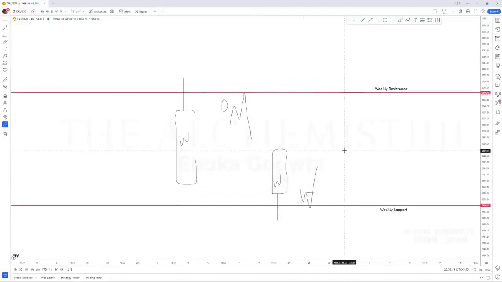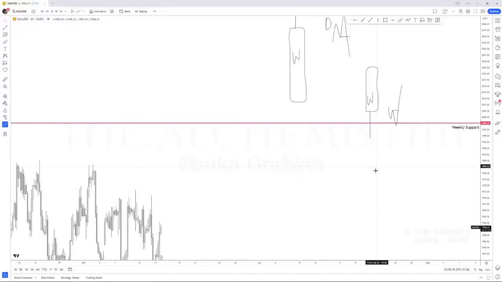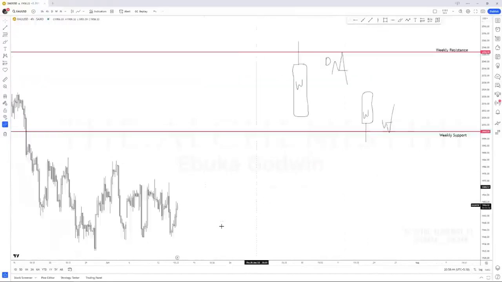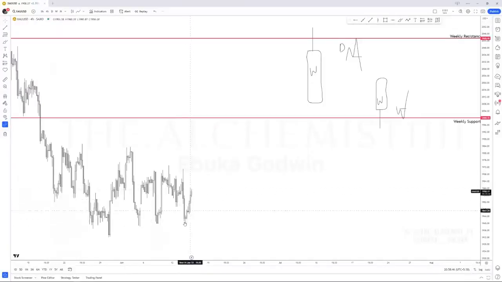Remember, at the end of every single week, you need to go to your weekly time frame and check if you have weekly rejecting a weekly resistance and daily giving you a bearish breakout, or weekly rejecting a weekly support and daily giving you a bullish breakout. Right now, weekly has started a bullish storyline. I'll show you. That is why we're getting these moves.